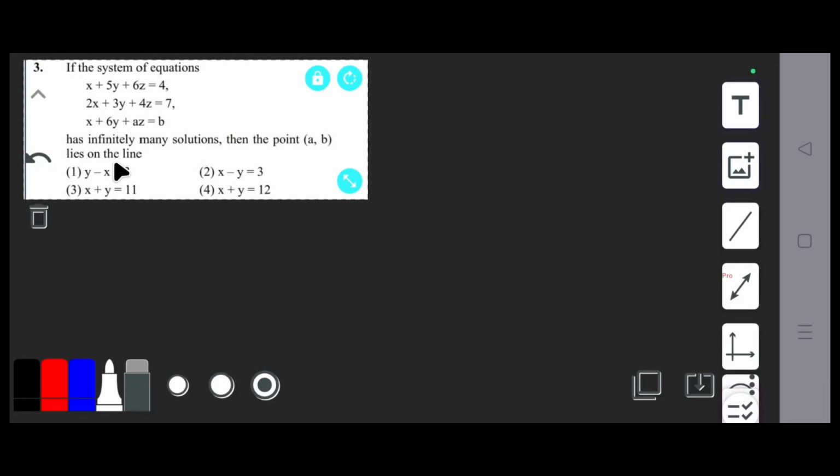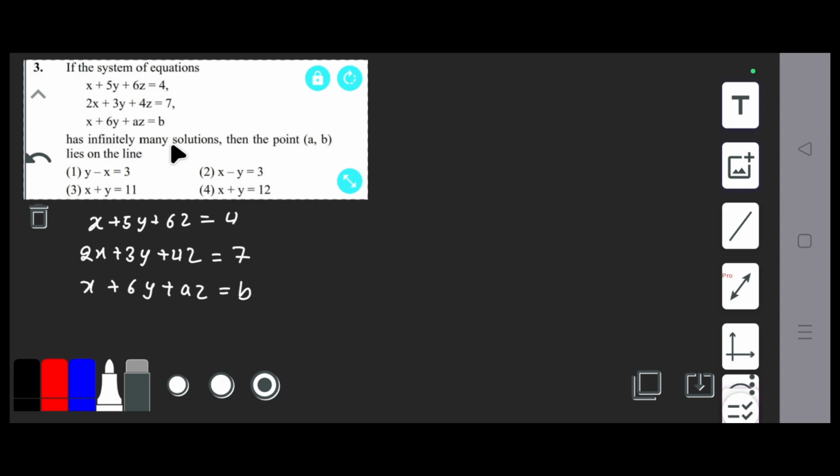Today we will discuss a system of equations. It is the third problem in the April 2nd JEE paper. Let's look here. The given equations are x + 5y + 6z = 4, 2x + 3y + 4z = 7, and x + 6y + az = b. The system has infinitely many solutions.